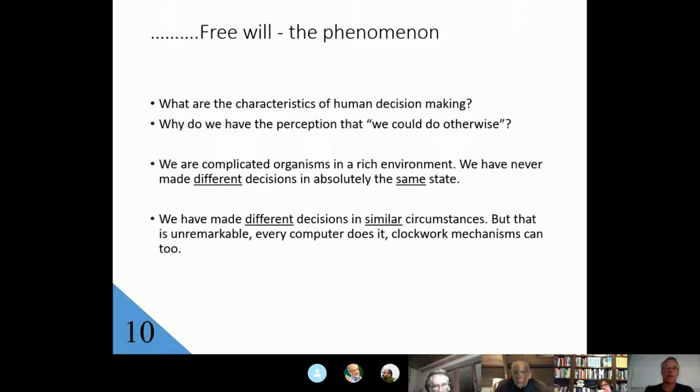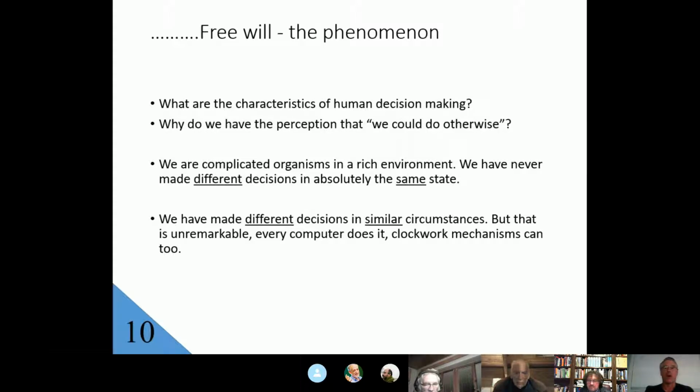But with very complicated organisms, the environment we're in is changing all the time, yeah? So we've never been in exactly the same situation and repeated exactly the same decision and come to different outcomes, yeah? We've certainly made different decisions in similar circumstances. I might decide whether I have a piece of cake today, and I might make a similar decision tomorrow, or a similar decision 10 minutes later, yeah? And I might make different decisions. I might make the same one, yeah?